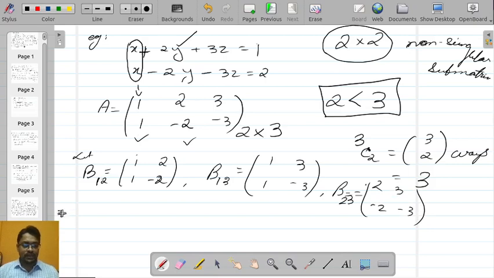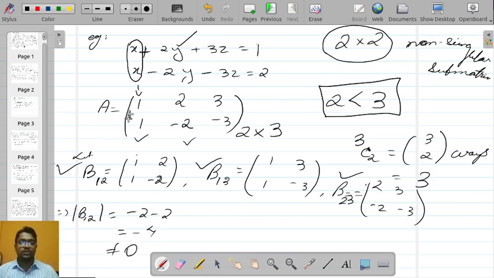Next, these are all the possible 2 by 2 submatrices. Now I have to check whether these are non-singular or not, so I have to find the determinant. The determinant of B12 is -2 -2, so this is -4, which is non-zero. That means this particular submatrix B12 will correspond to a basic solution.